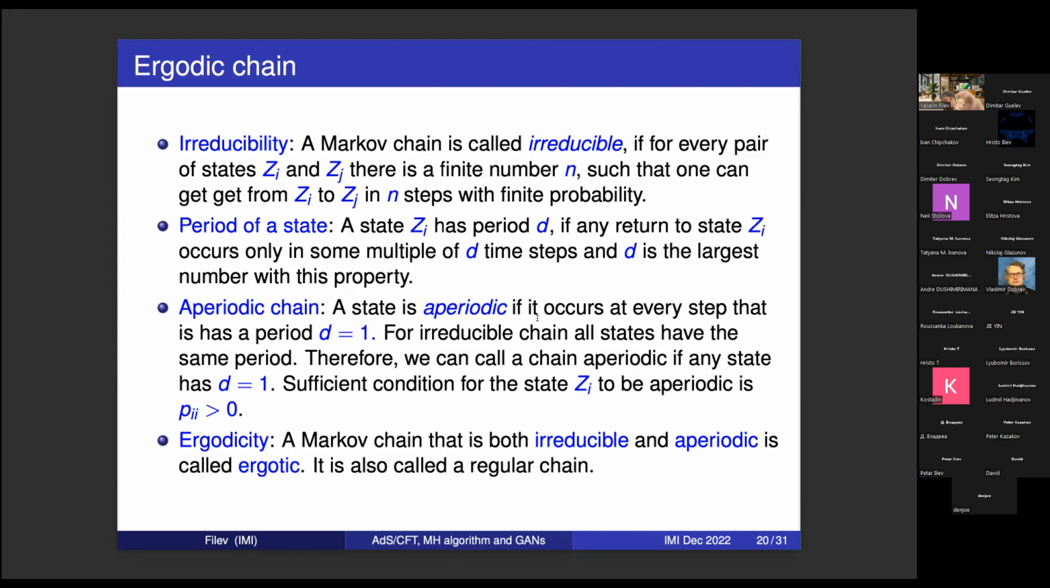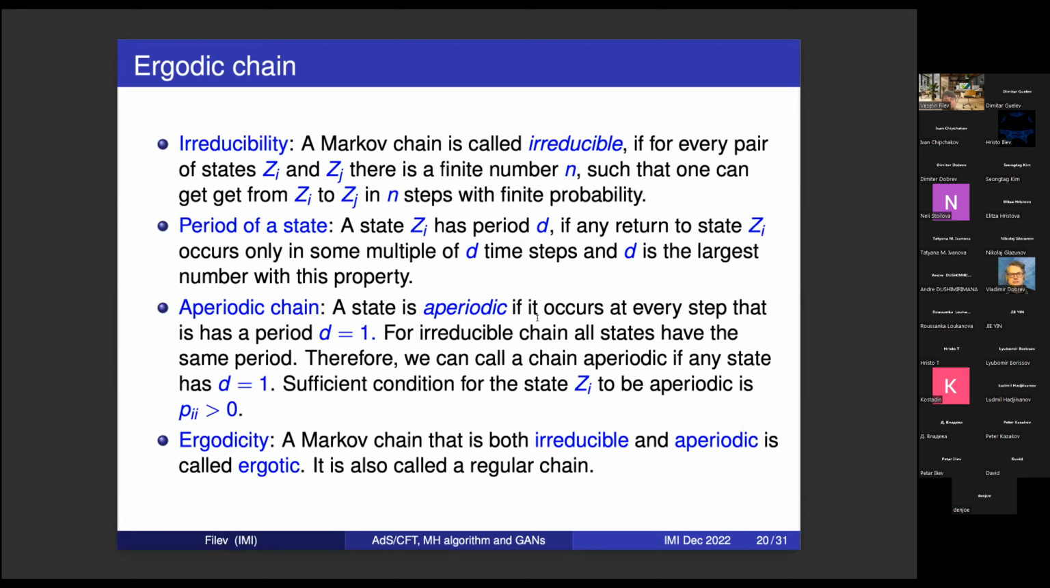So no matter in which state you are, after a sufficient amount of time, you will go through all possible states. And mathematically, this can be expressed in not a difficult way. Now, the period of a state is a little bit counterintuitive. The period of a state is d such that if you are in a state Zi, you return to it only after multiples of d steps, and d is the largest number with this property. And then a state is aperiodic if it has period d equal to 1.